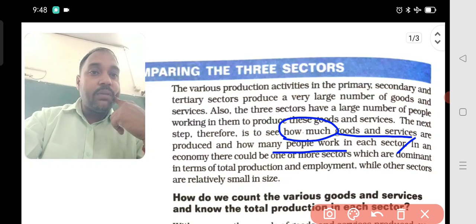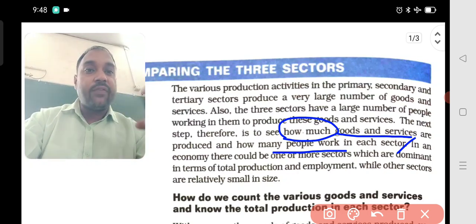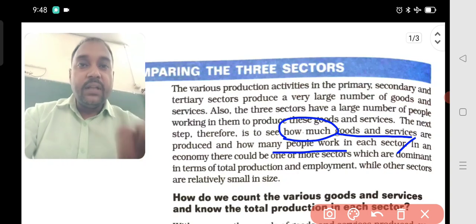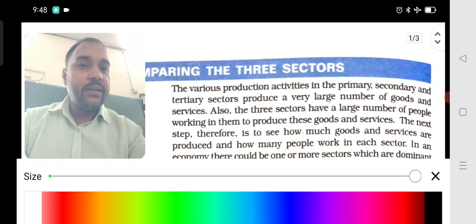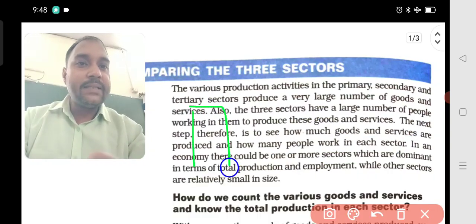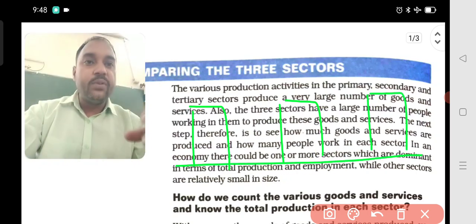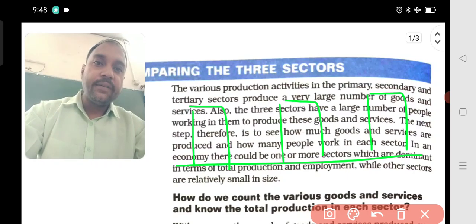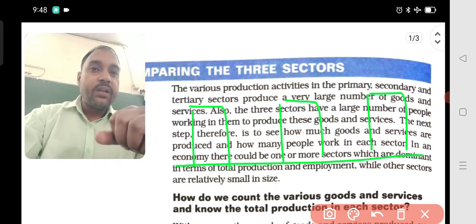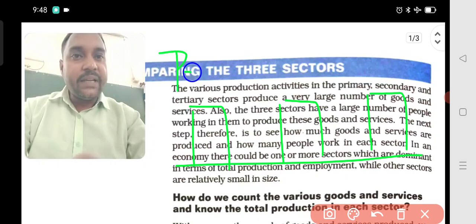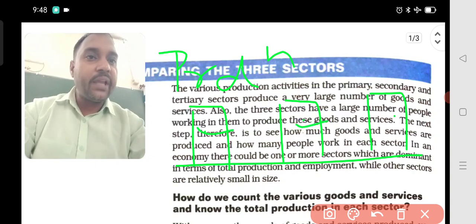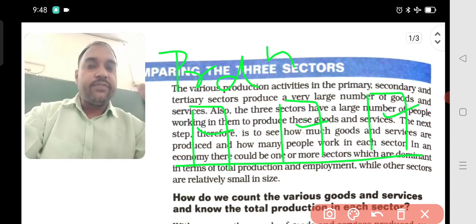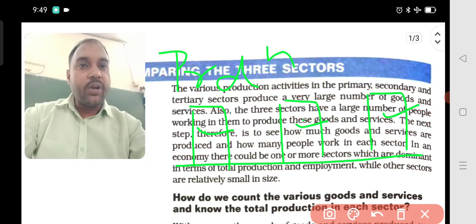In an economy there could be one or more sectors which are dominant in terms of total production and employment. Very good. Listen carefully. Now we have three sectors, the primary, secondary and tertiary. The question is, are all the three sectors producing goods and services in equal quantity? First question is related with the production of goods and services. Are all the three sectors producing an equal number, or is there dominance of one sector over another in the production of goods and services?